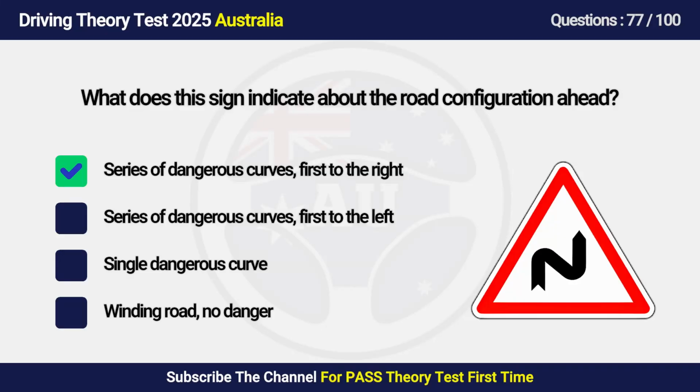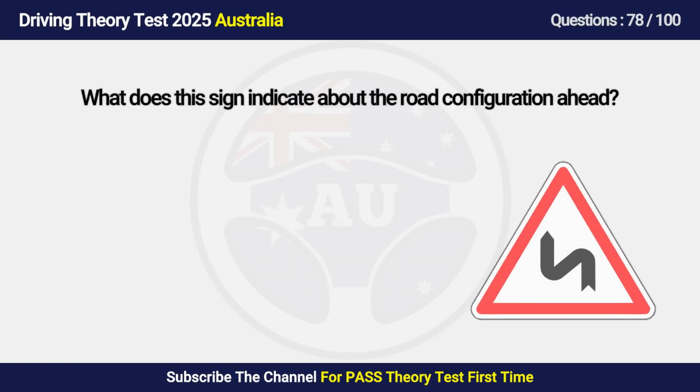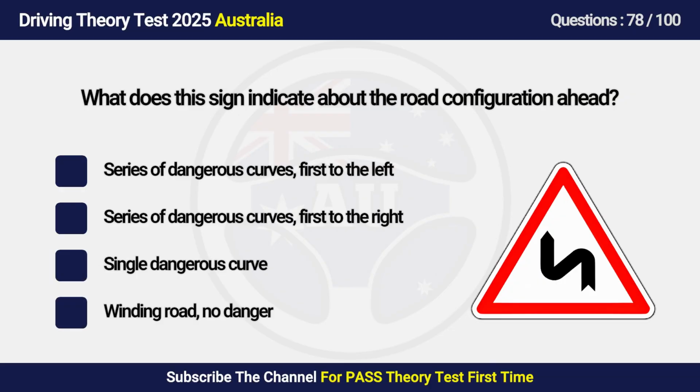Answer is A. Series of dangerous curves first to the right. This warning sign indicates a series of dangerous curves ahead, with the first curve bending to the right. Drivers should significantly reduce speed and prepare for multiple changes in direction. Question 78. What does this sign indicate about the road configuration ahead?